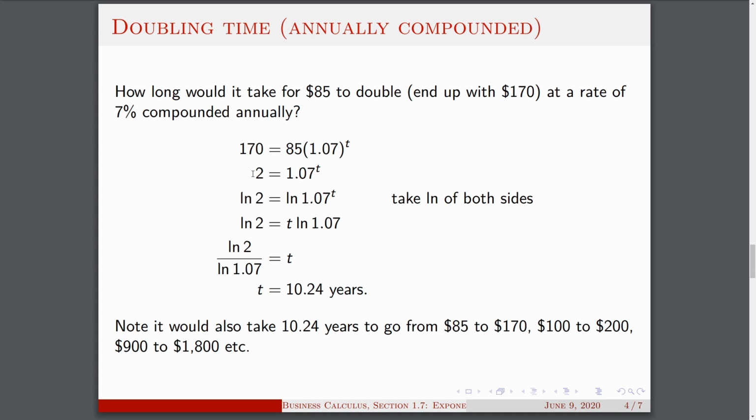So the problem really starts at this line. If that didn't make sense, then you can start here, and it's not a problem at all. You won't get it wrong, but it actually didn't matter how much we started with. If we started with $100 and wanted to know how long it took to grow to $200, or if we started with $900 and we grew to $1,800, we would get the same answer, 10.25 years.